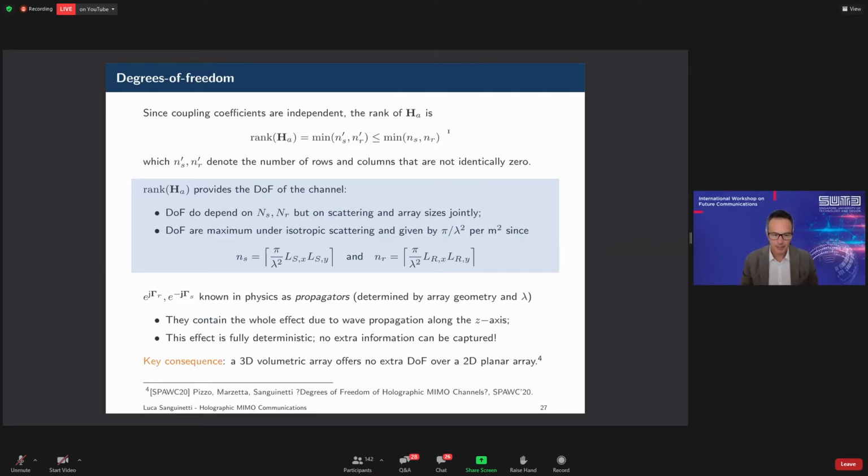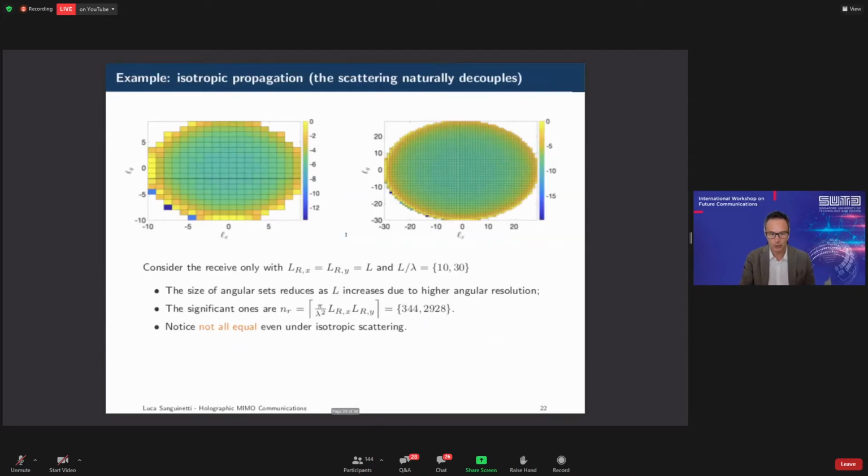The beauty of this result is that no matter how many antennas we have at the source and the receiver, the number of degrees of freedom is given by the electromagnetic propagation conditions. As it should be, the ultimate performance does not depend on the array geometry or how many antennas you have at the source and the receiver. It depends on the electromagnetic propagation conditions. And the maximum can be achieved under isotropic scattering conditions, which is what I have shown you here.